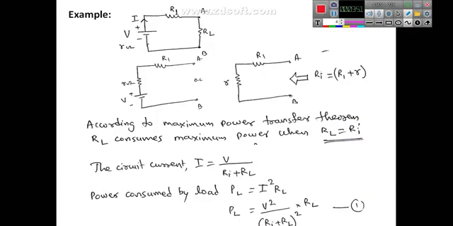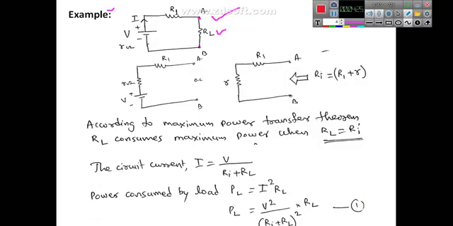Let us consider an example. So this is the given network. These are the load terminals you can identify in the given network. So this is your load resistance RL. You want to determine the maximum power consumed by this load resistor. Then what to do? The first step is to remove the load resistor. That means you have to open circuit the load terminal.